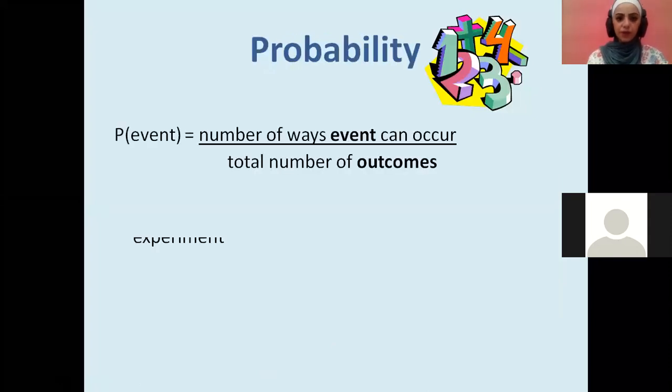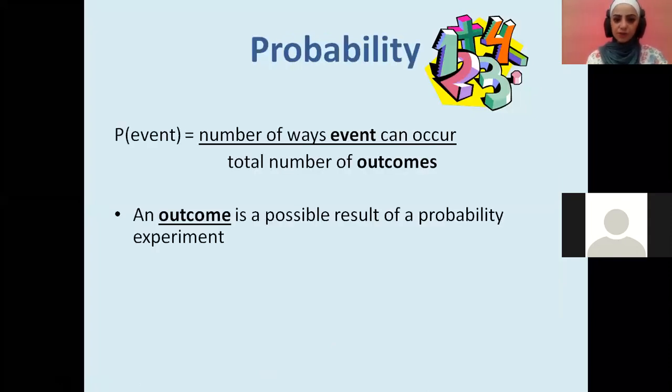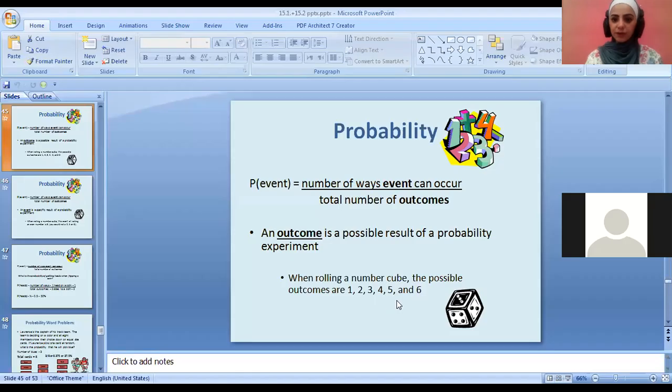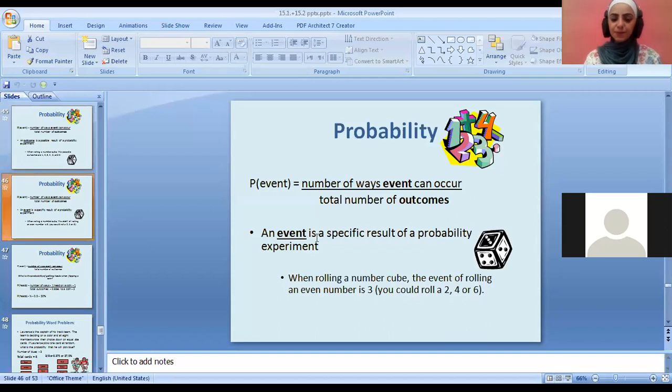Okay, let's have this question. This is the rule again. The outcome is a possible result of probability. When rolling the dice, we talked about the outcomes. The outcomes are 1, 2, 3, 4, 5, 6. And the event is a specific result. What is the outcome? It's the result that you will get.